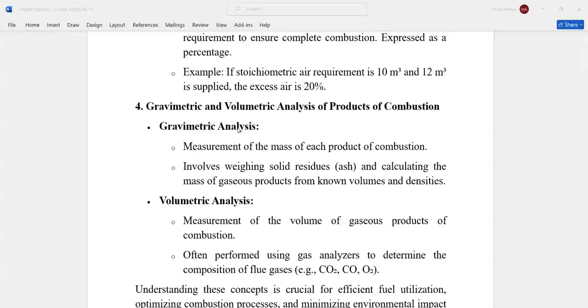So the gravimetric analysis involves measurement of mass of each product of combustion, weighing the solid residues, for example, ash, and calculating the mass of the gaseous products from known volumes and densities. So you can determine the mass of ash because you will be provided with data about the volume and maybe the density, so that you use the relation mass is equal to density times volume, and then you'll be able to determine that mass.